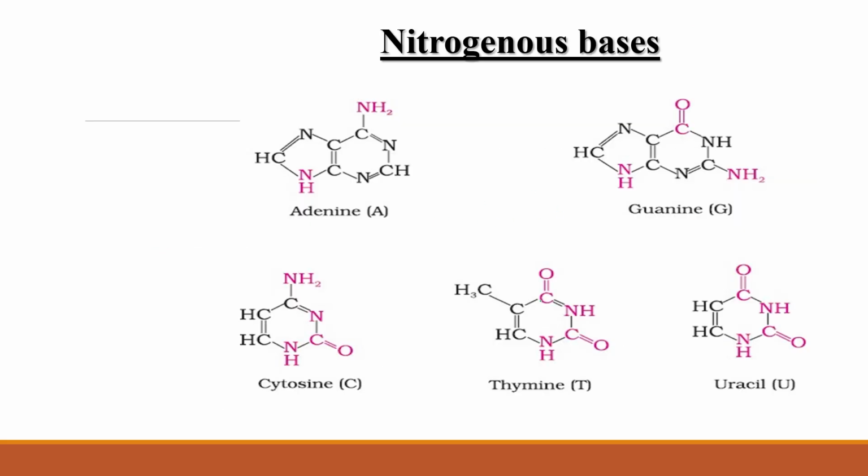These are the pictures of different bases. As you can see over here, adenine and guanine are both under the purine category and both are double ring structures. These are known as purines. While pyrimidines, cytosine, thymine, and uracil, all these three are single ring structures and come under the pyrimidine category.